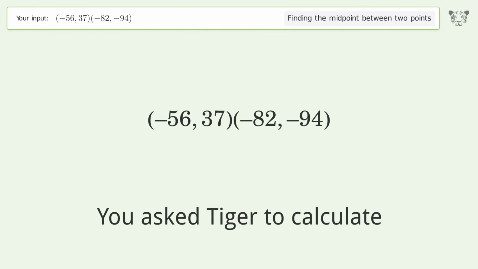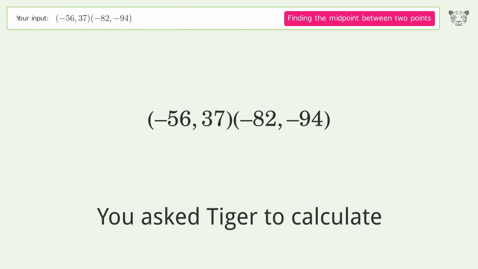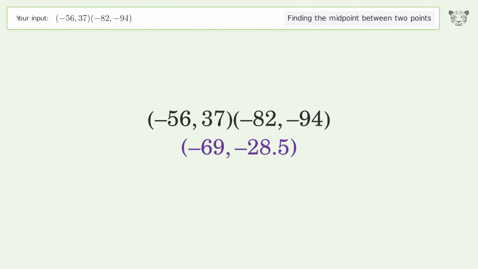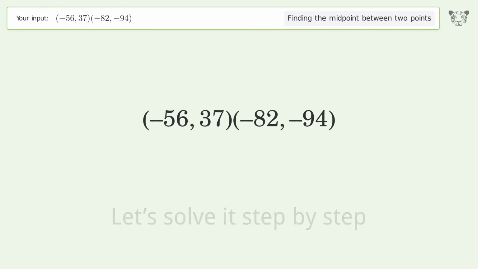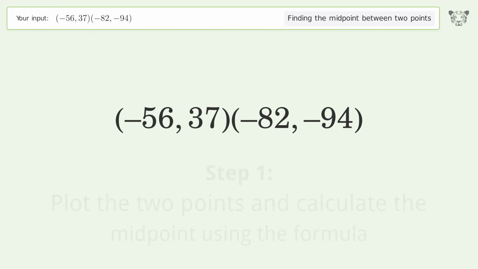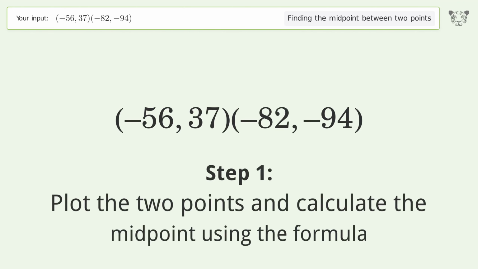You ask Tiger to calculate. This deals with finding the midpoint between 2 points. The midpoint between the 2 points is -69, -28.5. Let's solve it step by step. Plot the 2 points and calculate the midpoint using the formula.